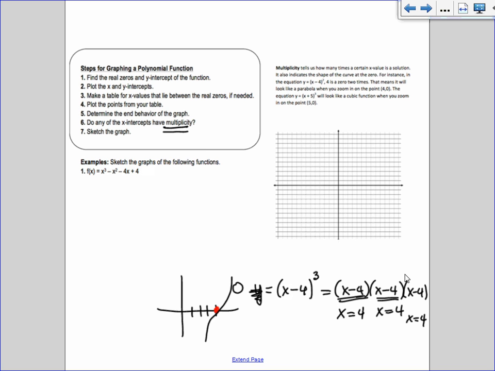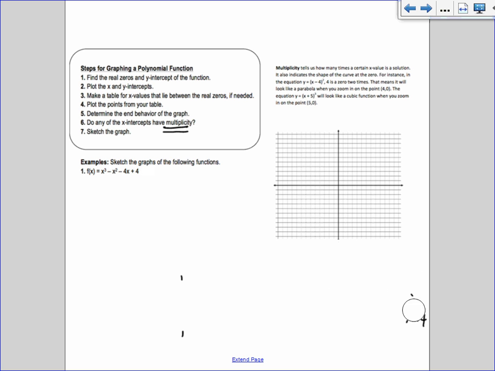So multiplicity tells you how many times something's an answer, and then it tells you, when you zoom in on that zero, on the x-intercept, what shape it's going through. Now think about it. If something has multiplicity 1, what shape is it going to go through? Like y equals x, right? Like a line. It's just going to go straight through. It's only when it's like multiplicity 2 or whatever that it really matters.